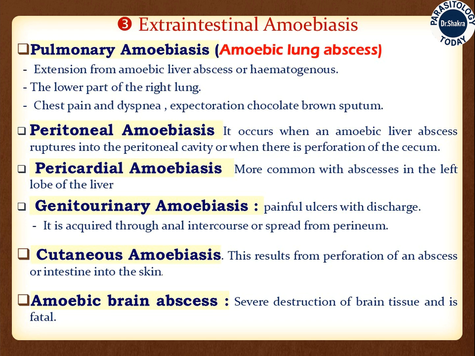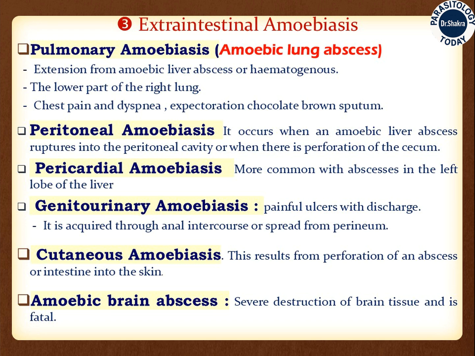3. Peritoneal amoebiasis. It occurs when an amoebic liver abscess ruptures into the peritoneal cavity or when there is perforation of the cecum. Symptoms: abdominal pain, sudden onset of severe, generalized abdominal pain resembling septic peritonitis.